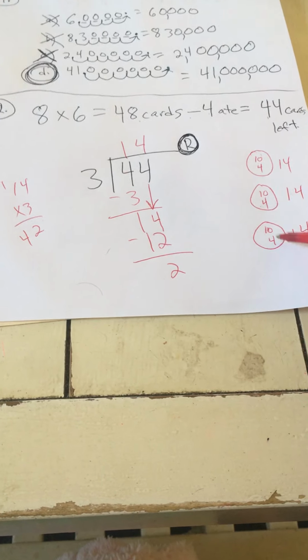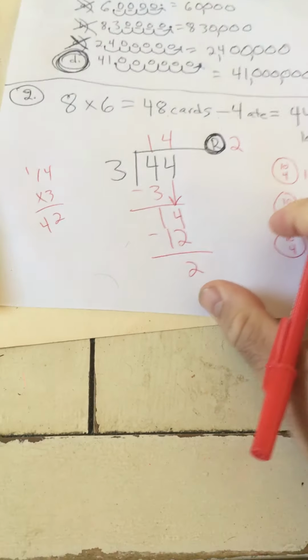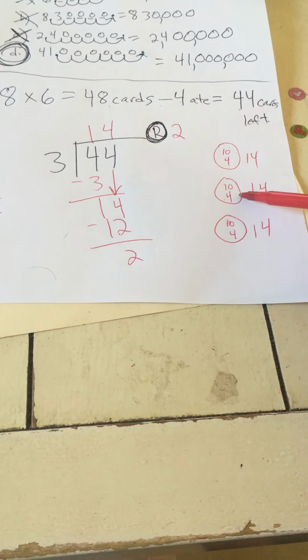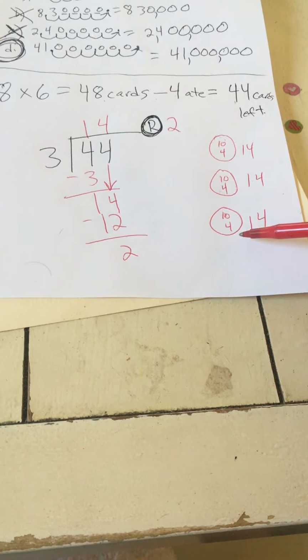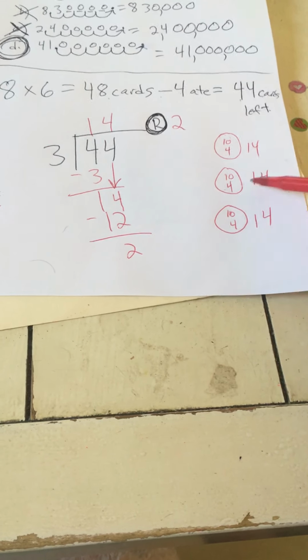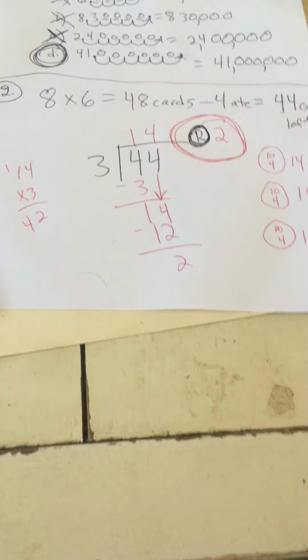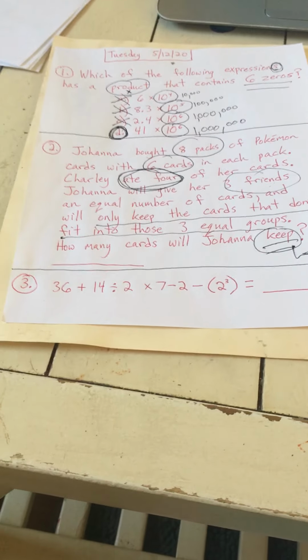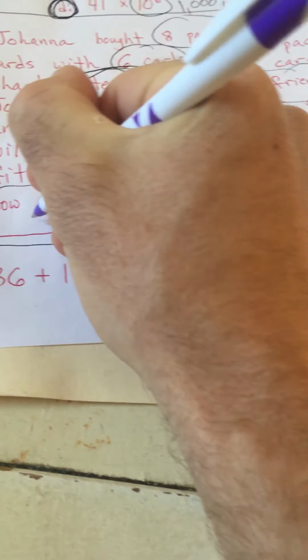So she's used 42 cards, and now she has a remainder of 2, because she can't put those here and here, because then those would be 15 and that would be 14. This friend wouldn't get an equal amount as the other ones. So those friends are all getting 14, and she is keeping the leftovers for herself. So the question says, how many cards did Johanna keep? 2 is the answer. Not 14 remainder 2, that would be incorrect.